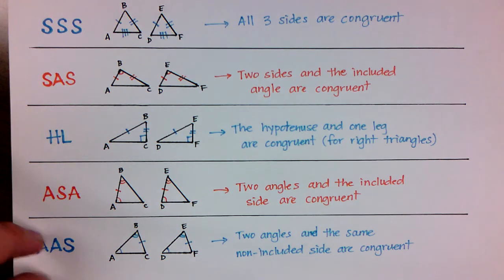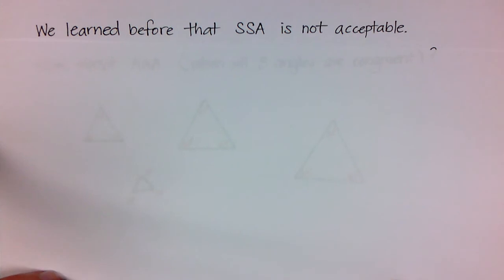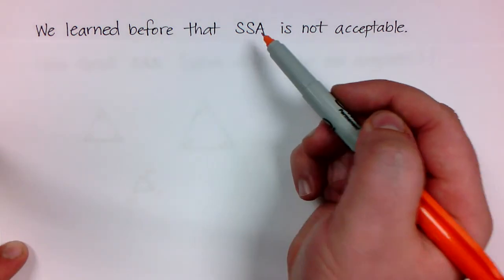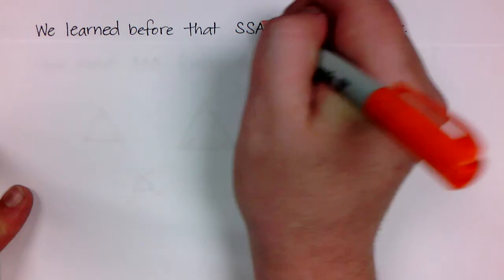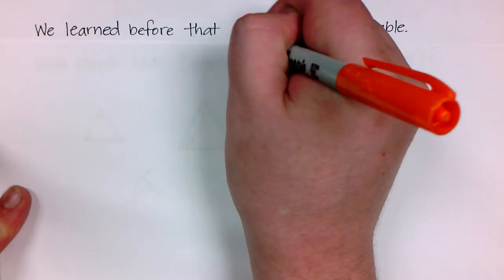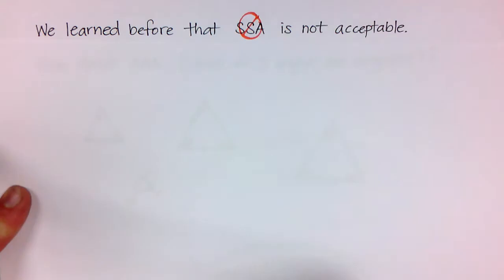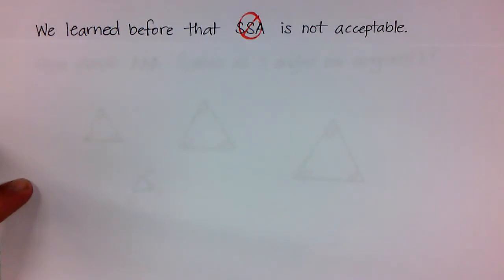The one that we talked about that showed that it was impossible for those to always be congruent was SSA, which backwards is ASS. And this is one you're just going to have to remember. It's not going to be possible, okay? So this is on our naughty list, kind of things that will not show that two triangles are congruent.